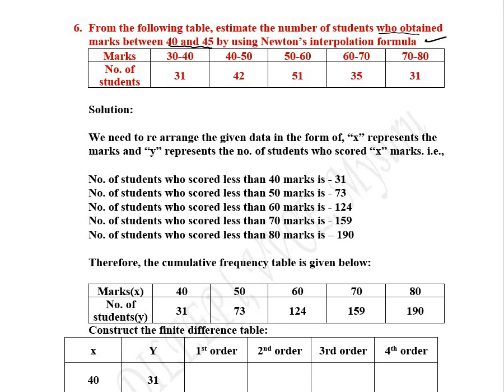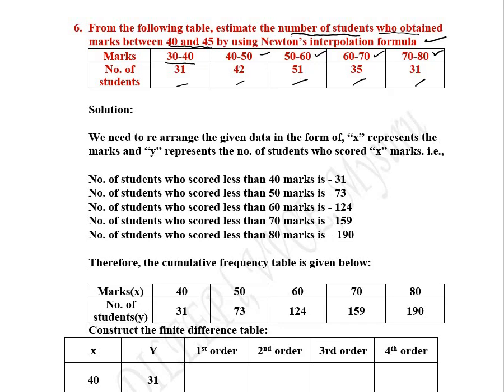Once again, the suitable method you need to identify. Observe the question carefully. Estimate the number of students who obtained marks between 40 and 45. And observe the given data. Here, the second row represents the number of students. Between 30 to 40, we have 31 students. Between 40 to 50, we have 42 students. Between 50 to 60, we have 51 students. Similarly, 60 to 70, we have 35 students. And between 70 to 80, we have 31 students. Now, using the given data, we need to identify the number of students who obtained between 40 and 45.